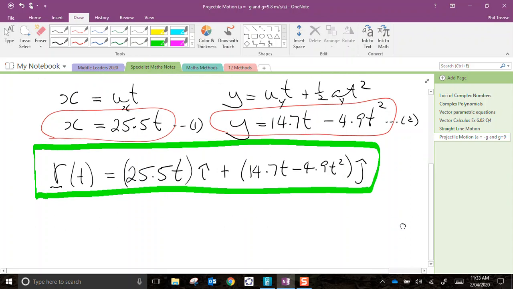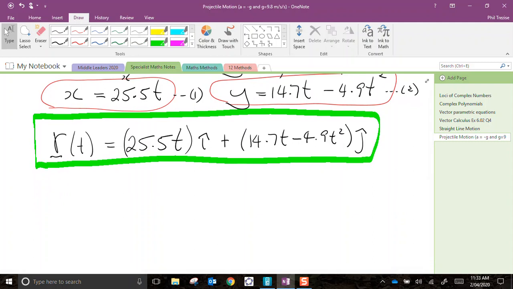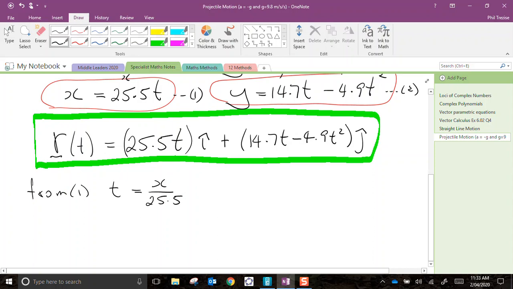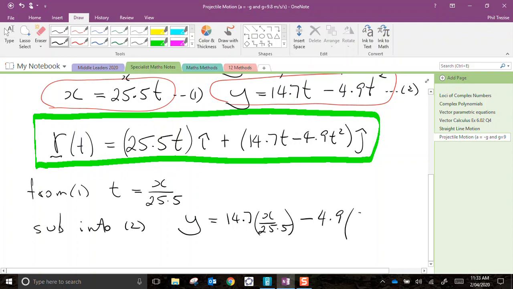We also had to do the Cartesian equation. So we've done these in the past, so I'll go fairly quickly. From equation number 1 above, we could see that t equals x over 25.5. Then we will sub that into equation 2. We will have 14.7 by x over 25.5 minus 4.9.